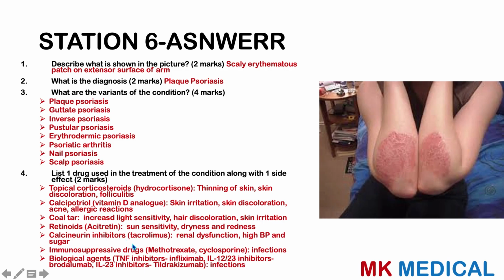You could use some immunosuppressive drugs like methotrexate and cyclosporin, which predispose you to infections, and some biological agents like tumor necrosis factor alpha inhibitors like infliximab, interleukin 12 and 23 inhibitors, and even interleukin 23 inhibitors, which do cause infections, especially respiratory infections.